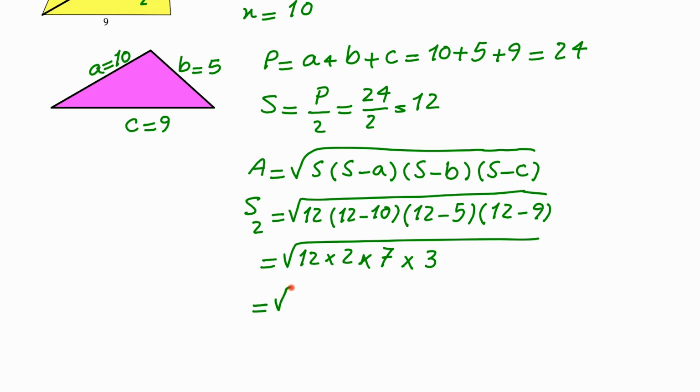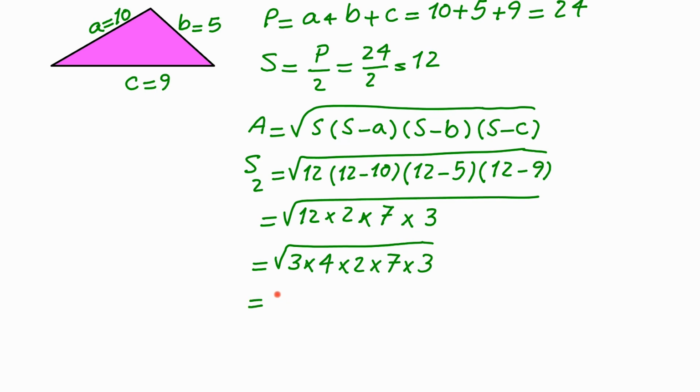So we can write 12 as the product of 3 and 4, and also we have 2 here, 7 and 3. 4 is a perfect square, we can take it out as 2, and we have 3 times 3 here, so we can also take it out, and finally we will have 2 and 7 under the square root. So we have 2 times 7, so finally the area is 6 square root of 14.